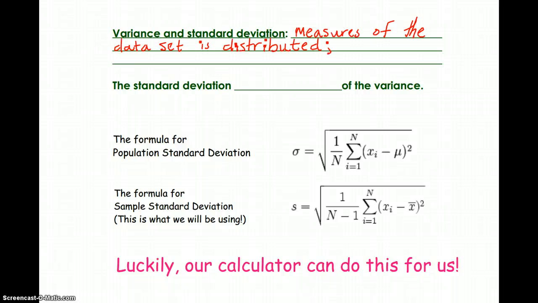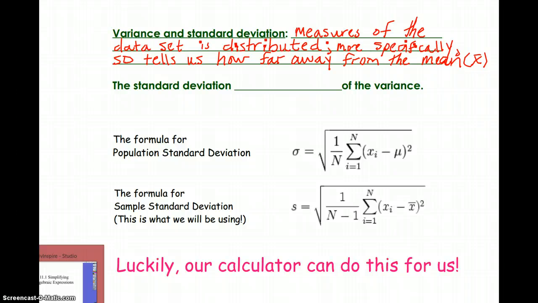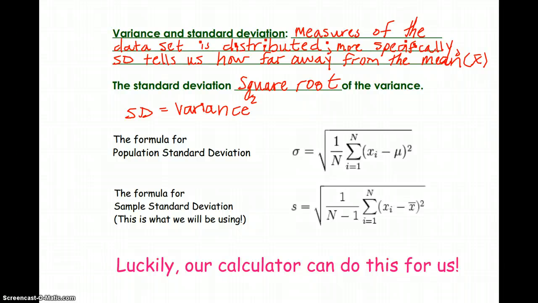Variance and standard deviation are measures of how the data is spread, so how it's distributed. More specifically, standard deviation tells us how far away from the mean, or the average, we are. And when we're talking about the mean, we call this X bar. This is what we use to designate that this is the mean, the average of the data set.